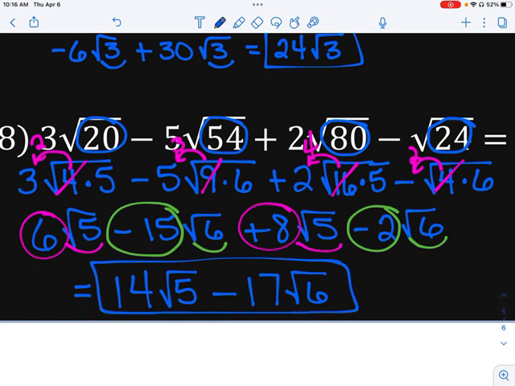So when you look at adding and subtracting, it's really no different than when we were combining like terms. The only difference is you have to simplify your radicals first. So once again, it comes back to that simplification. You have to simplify, then you can add your like radicals.